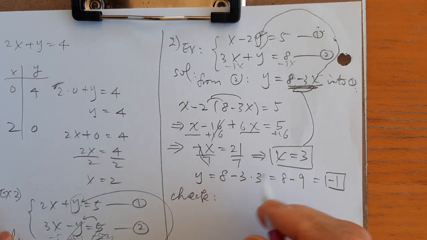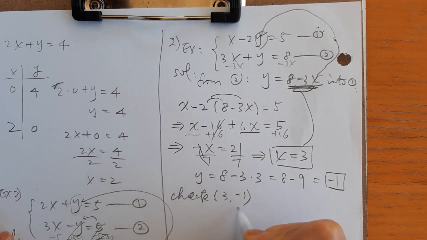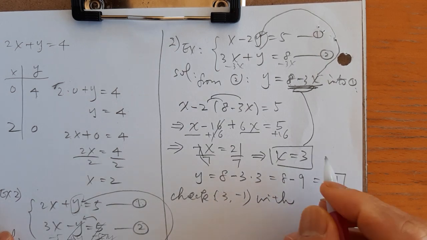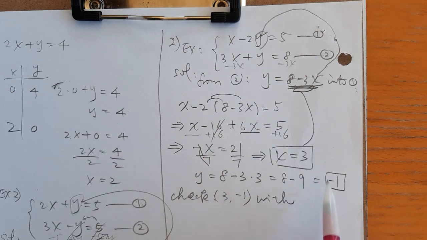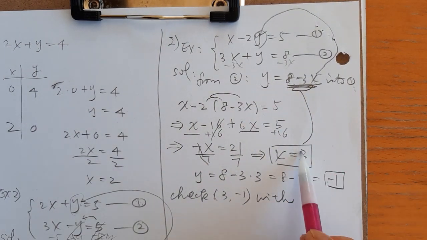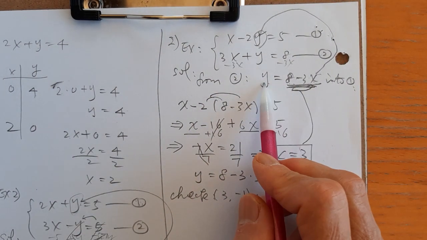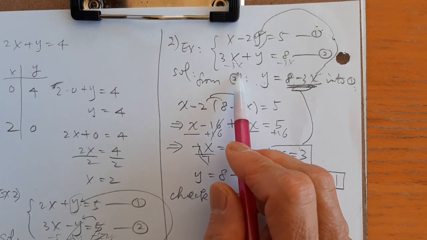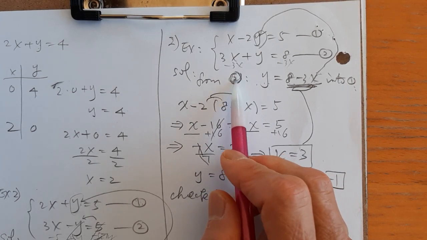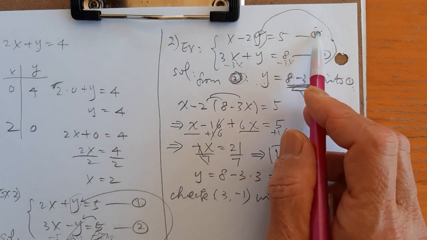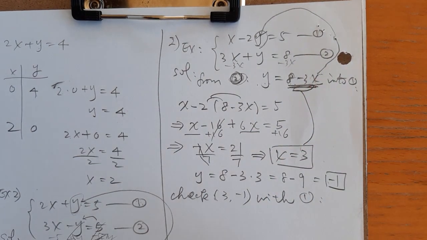Check this (3, negative 1) with which equation? Because you plug in x is 3 here and get y. That y is from the second equation, so you don't need to check with the second equation. And check with the first equation.